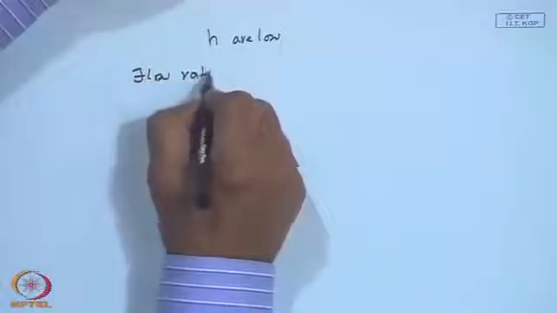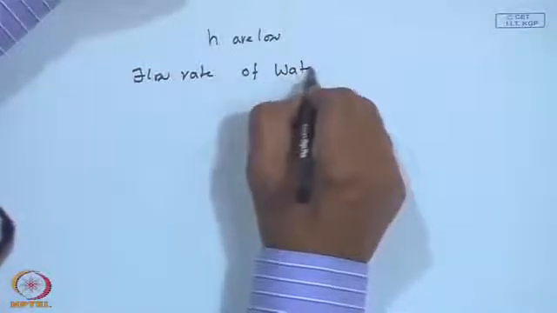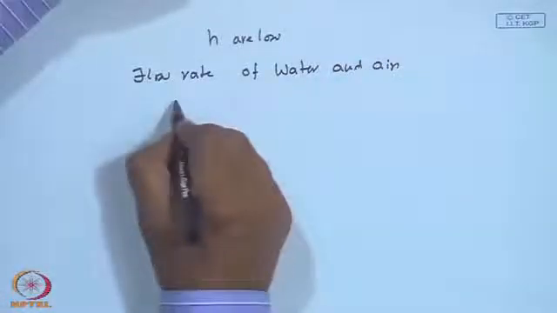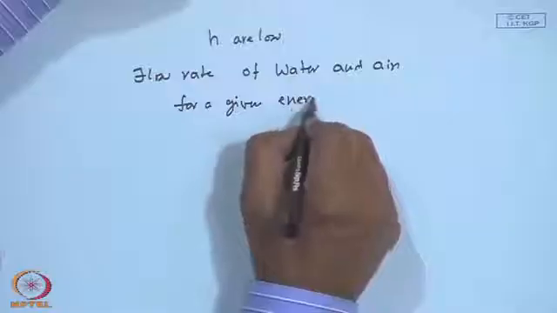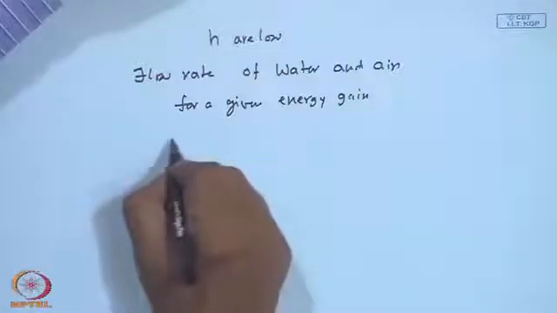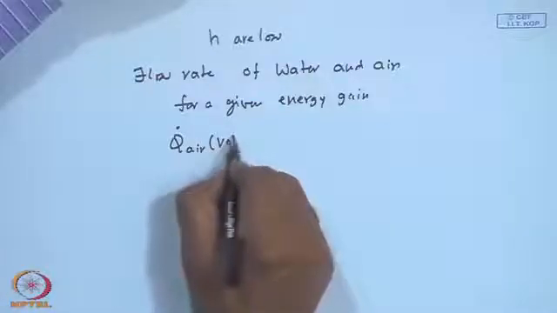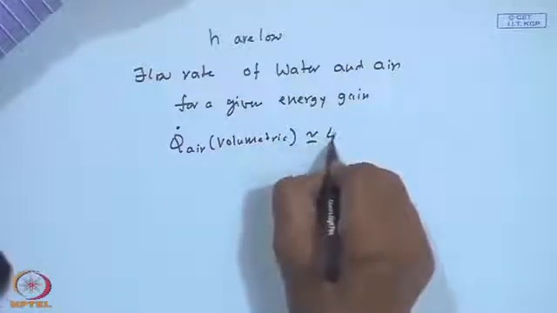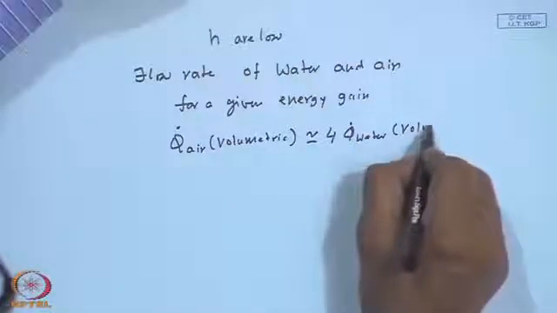of, let us say, water and air for a given energy gain, at least approximately, Q dot air volumetric will be approximately 4 times Q dot water volumetric times 1000.